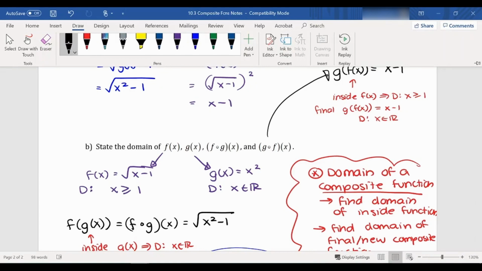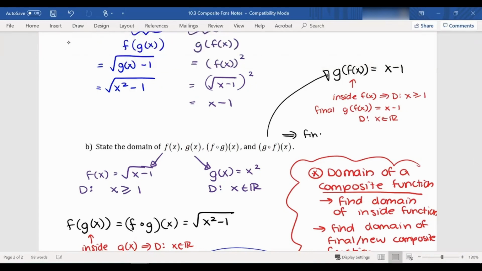My domain would be all real numbers. But I need to consider both of these when writing my final domain. I have to be able to satisfy both these things. So I'm going to keep the restriction. My final domain is that x is greater than or equal to 1. If x is not greater than or equal to 1 in the first place, I don't get past this step. If I had -5, I can't square root -5 and then square it. I would get stuck. So you have to consider the inside domain and the final outside domain. Put these together to make a coherent domain for your composite function.